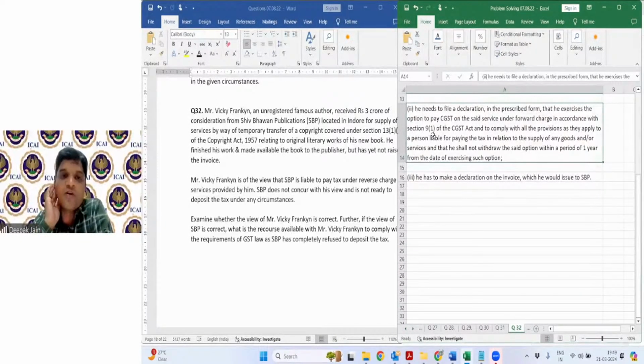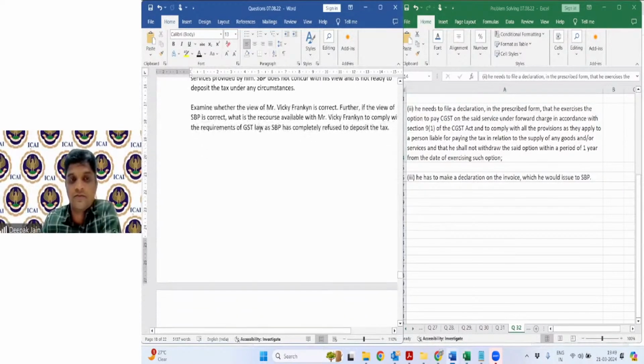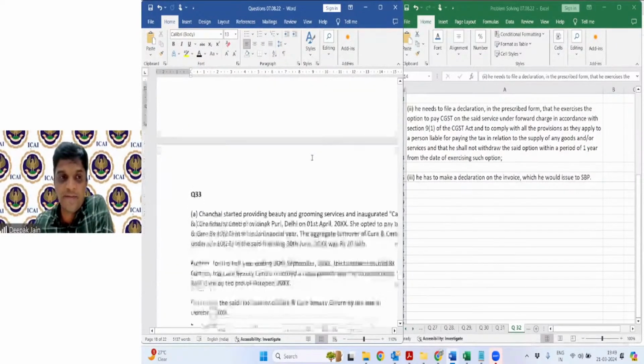Correct, Ram, your point is right that he's not registered, so he will have to pay. Publisher will have to pay firstly. Okay, it's a very clear question, no kind of hiccups in this.